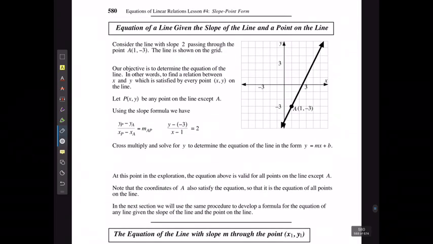So, if I'm looking at the equation of a line, given the slope of a line and a point, then in this case, consider the line with a slope of 2 passing through the point A, which is 1 and negative 3. Our objective is to determine the equation of the line, in other words, to find a relation between x and y, which is satisfied for every point x, y on the line. Let P, x y, be any point on the line except for A. So I just need to pick any point that is not actually A.